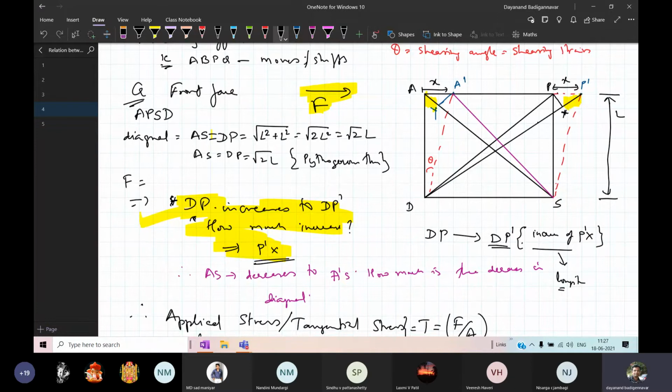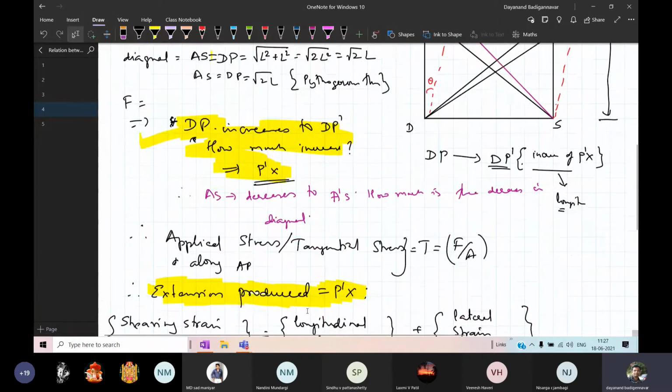When I apply a force F, a tension T, a stress T equal to F by A, there is a shearing effect that is taking place. The surface is moving ahead. Therefore, I can have a shearing strain.